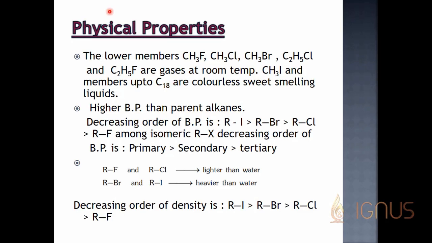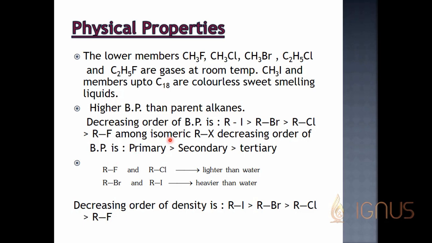Next, let us study the physical properties of monohalides. The lower members like methyl fluoride, methyl chloride, methyl bromide or ethyl chloride and ethyl fluoride are gases at room temperature. And methyl iodide and members up to C18 are colorless, sweet smelling liquids. They have higher boiling point than the parent alkanes. The decreasing order of boiling point is, always remember, alkyl iodide, then alkyl bromide, then alkyl chloride, then alkyl fluoride.